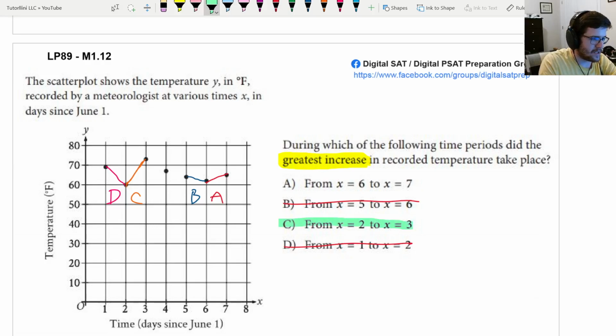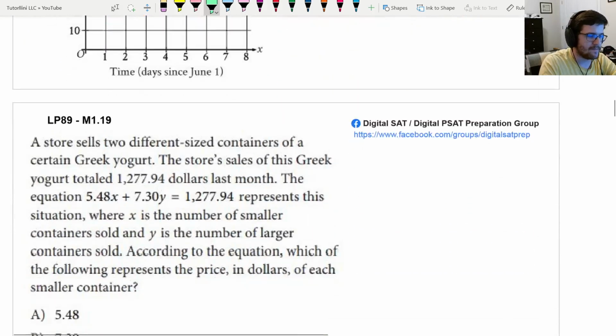And even if we computed it, C goes from like 60 to 75, so that's about 15. And then A only goes from like 62 to like 65, so maybe it only goes up by like 3. So C definitely seems like it increases way more. Let's see if that's right. 1.12 is C. Good, let's keep going.